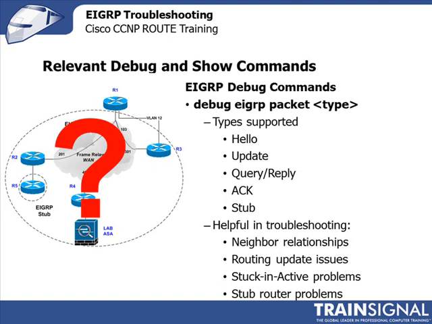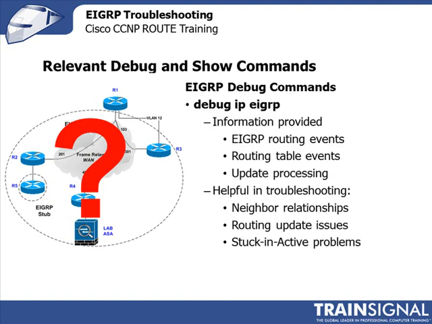Debug commands can be helpful as well, usually when you're troubleshooting things like neighbor relationships. You can use debug EIGRP packet. You can look at hello packets, update packets, query and reply packets, acknowledgments, stub network packets, and it can deal with a whole host of issues: routing updates, neighbors, stuck in active, stub routers, and so forth.